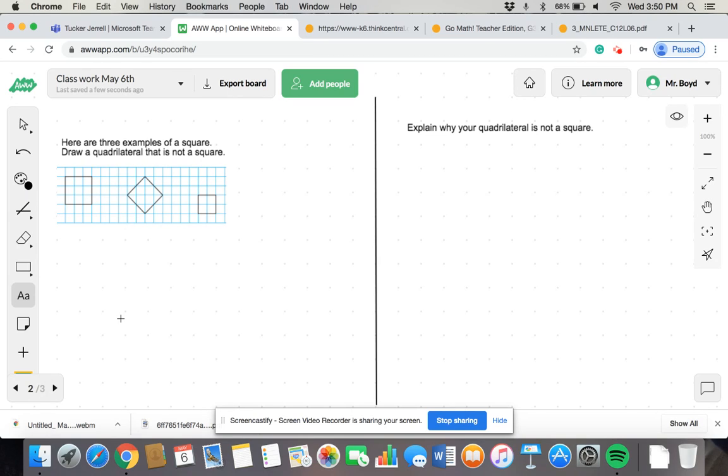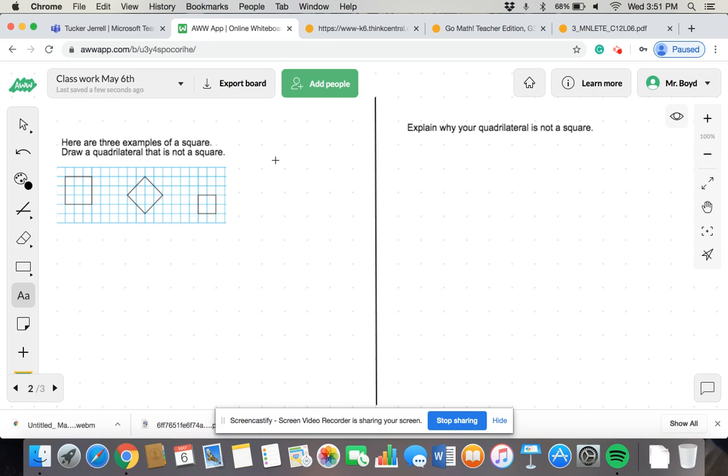So our question here says, here are 3 examples of a square. Draw a quadrilateral that is not a square. So we know a square is a quadrilateral because it has 4 sides: 1, 2, 3, 4. And 4 angles. Now, it wants us to draw a quadrilateral that is not a square. Let's also think about what we know about a square. It has 4 sides that are the same length.